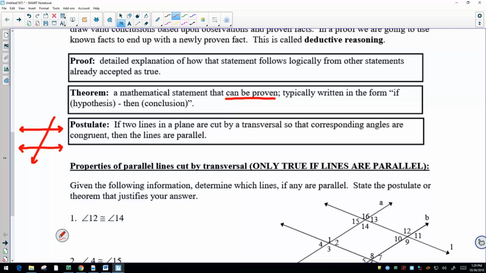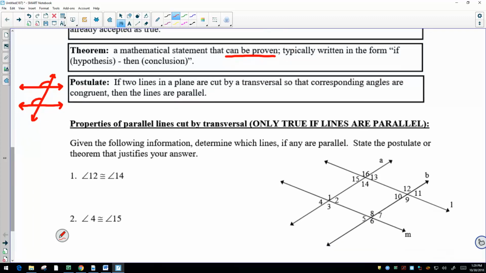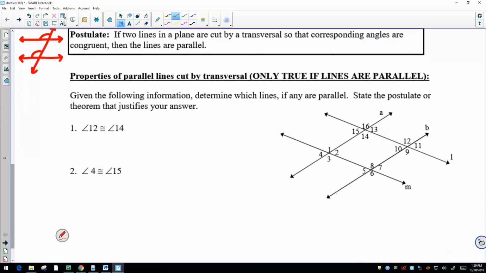And the picture that would go with this maybe looks something like this. These are our corresponding angles. So if I have corresponding angles and I know they're congruent, well, that only happens if my lines are parallel. Okay, so that's a statement assumed to be true. So when we are looking at these, things to keep in mind, properties of parallel lines cut by a transversal are only true if the lines are parallel. So things like alternate interior angles are congruent, alternate exterior angles are congruent, only true if the lines are parallel.